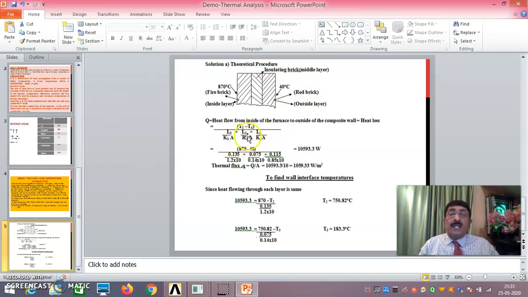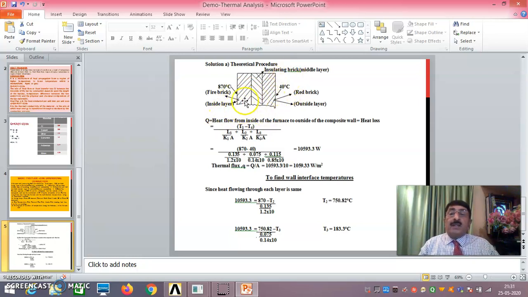L1 by K1A, L2 by K2A, L3 by K3A. Okay, in that way, T1 minus T, here is the furnace, here it is maintained at 870. By the time it should come here, it should be 40 degrees centigrade because the people will be moving here and all that by the circulation of the air, and because of the insulating mediums here, they have made an arrangement such that by the time it comes here, it should be manageable, at least around 40 degrees centigrade.